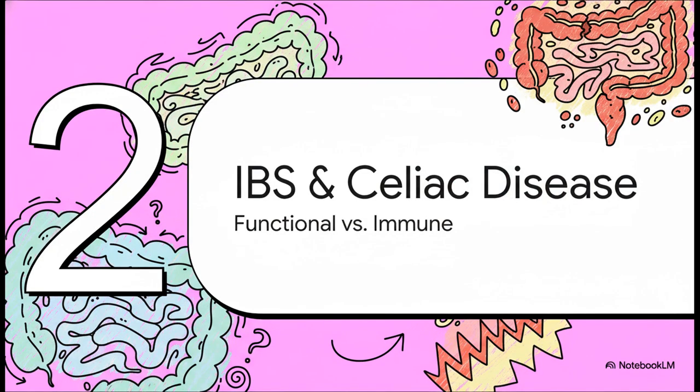All right, let's shift gears and move into our second module. Here we're going to compare two very different intestinal disorders, irritable bowel syndrome, which is a functional gut issue, and celiac disease, which is an immune-mediated problem. The goal here is to really highlight the fundamental ways their pathologies differ.